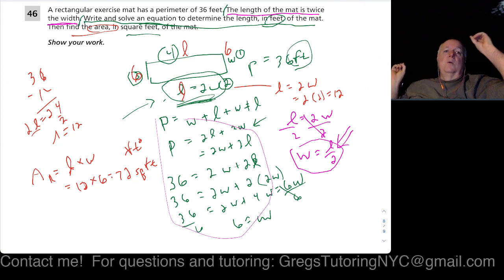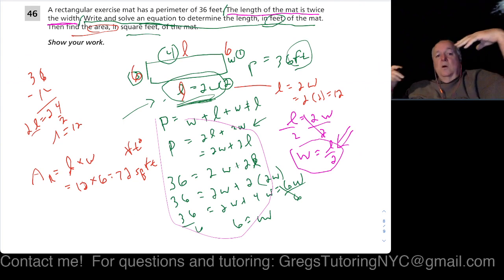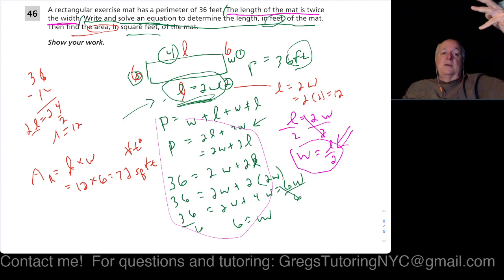So we have geometry, we have perimeter, we have area, we have algebra, because we had to do this L equals 2W stuff. And knowing area is length times width, that's algebra. That's an equation. Knowing that perimeter equals 2L plus 2W, that's algebra. You've been doing that for years. So there were 2 parts of this. The first was writing the equation. If you don't write the equation, then you can't get the points for it. And then determine the length. That was the second part. And then the third part was find the area. So this is kind of a doozy.